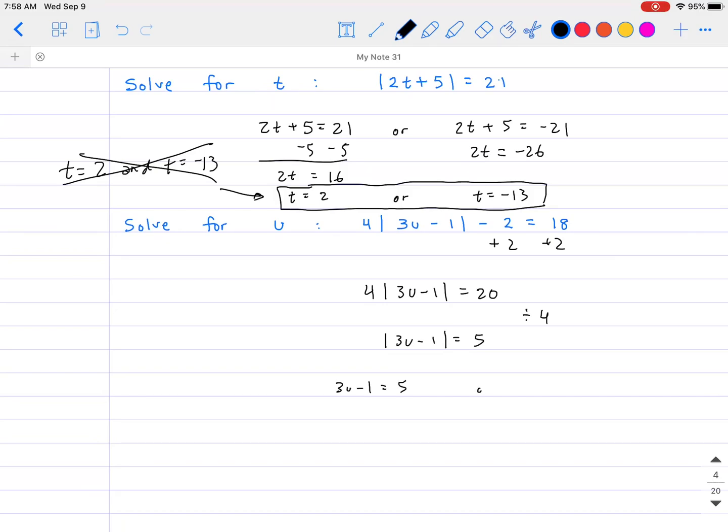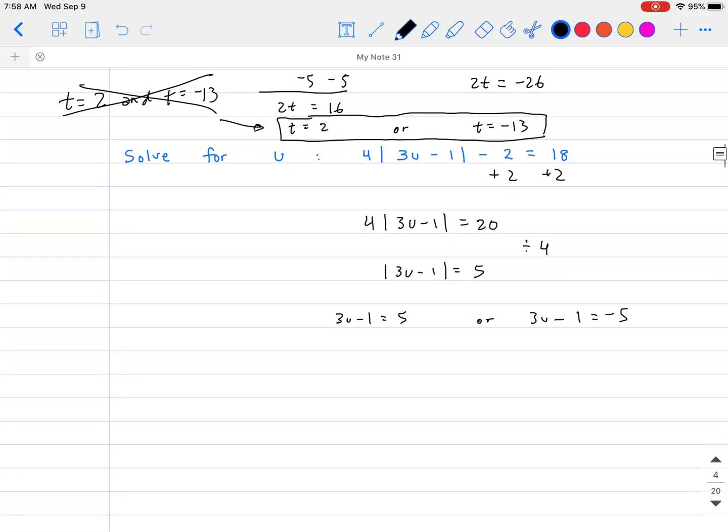So we'll split it into 2 parts just like we did before. So 3u minus 1 is equal to 5. Or we have 3u minus 1 is equal to negative 5. And solve for u in each case, and those are my 2 solutions then. By the way, you can see how with absolute values, you will most likely get 2 solutions. So the question on the side will then be, in what scenario would you only have 1 solution with absolute value? But anyhow, going back to this, 3u is equal to 6 because I add 1 to both sides.